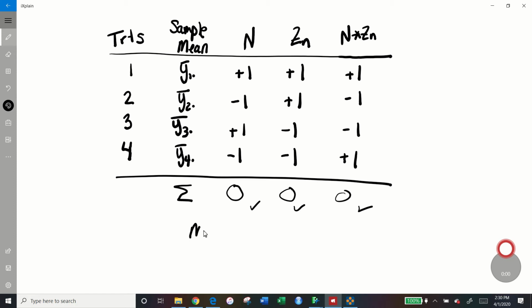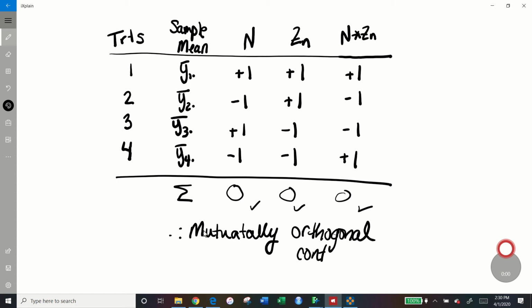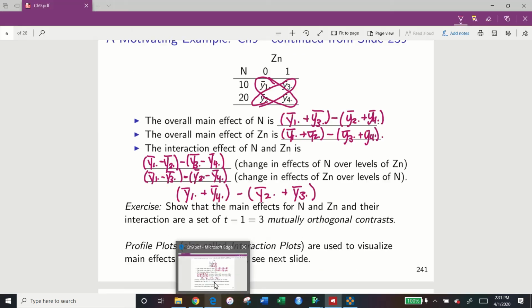So therefore we have mutually orthogonal contrasts. Make sure you know how I did this because you may see it on your final exam. At this point, let's circle back to our notes. So we've completed our exercise.